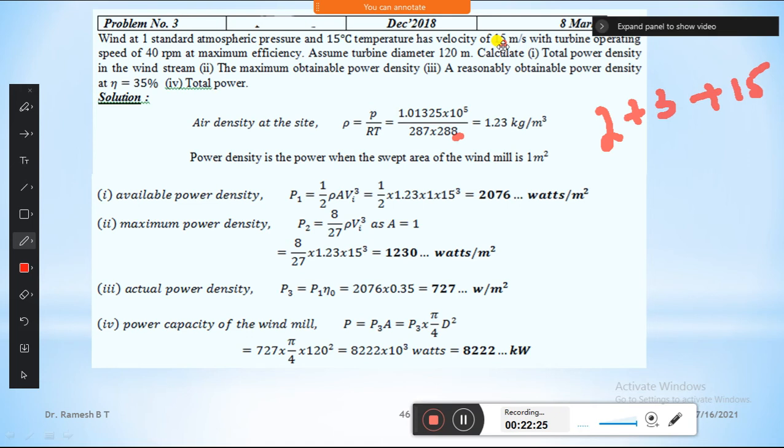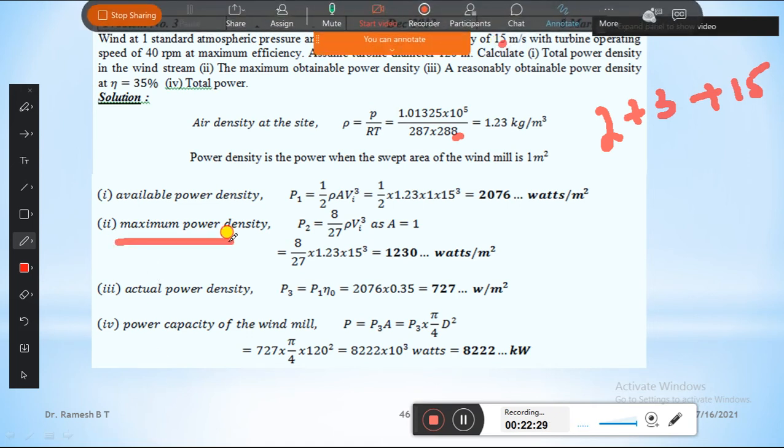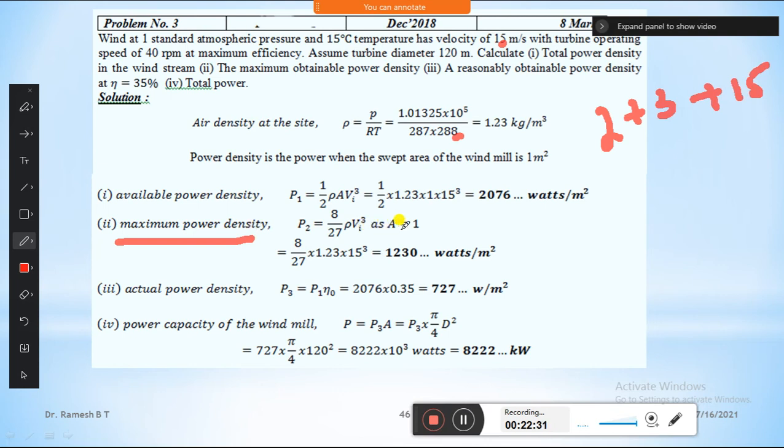Next, what you have to calculate is the maximum power. Again, for this maximum power the area is the same, and the maximum power is according to Betz's law. The maximum power is according to Betz's equation, that is, P2 is equal to 8 by 27, which will be the maximum.